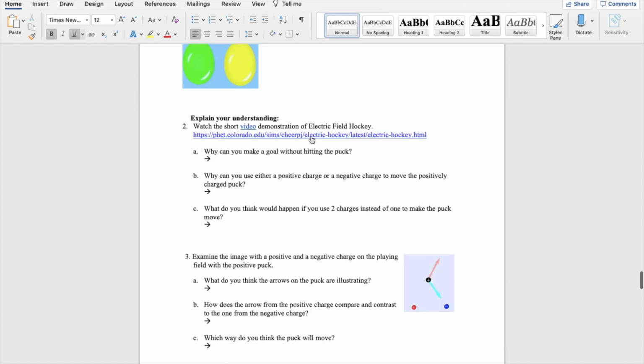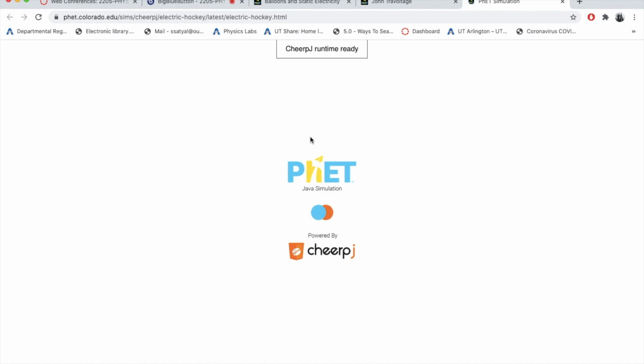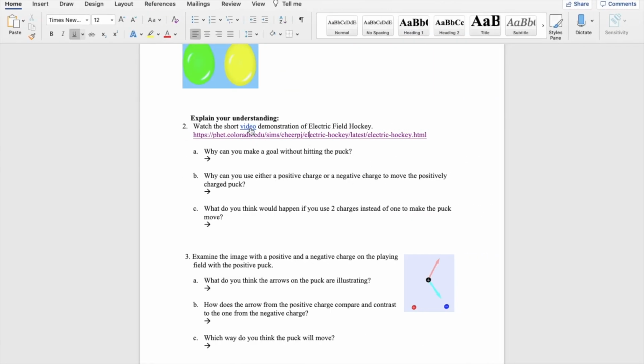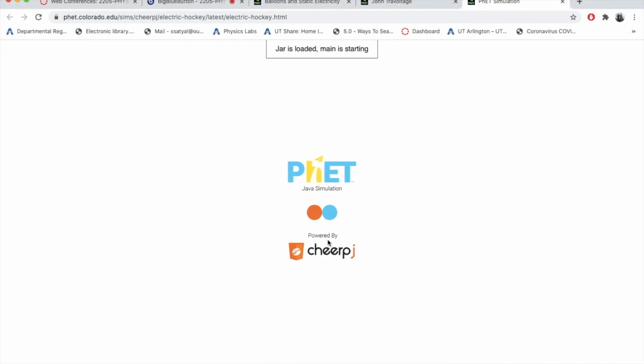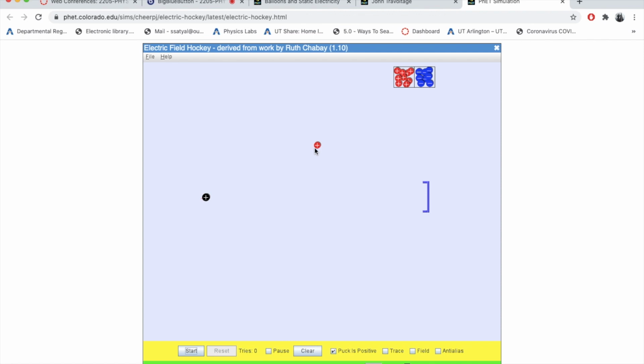This is also an interesting one, the electric field hockey. And you can watch a short video here, or you can do your own experiment. This helps to understand the attractive and repulsive force, also the electric field, both, right? So the red line here represents the direction of the force. This is a positive charge. That's also a positive charge.